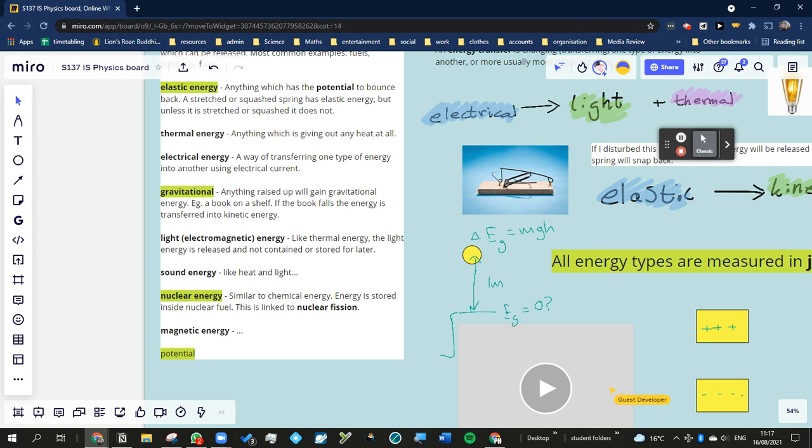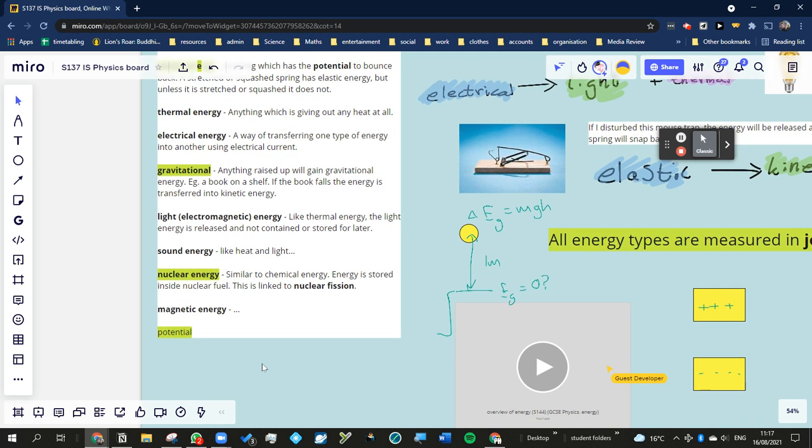Nuclear energy, you'll learn more about this when you look at nuclear physics or atomic physics. For example, in nuclear fission, in nuclear power stations and nuclear bombs, energy is released via nuclear reactions. Certainly within this topic, you can think about it very similarly to chemical energy. Of course, it's not chemical energy because it's not a chemical reaction, it's a nuclear reaction. But in terms of our understanding of how the energy is released, it can be thought of in a very similar way.